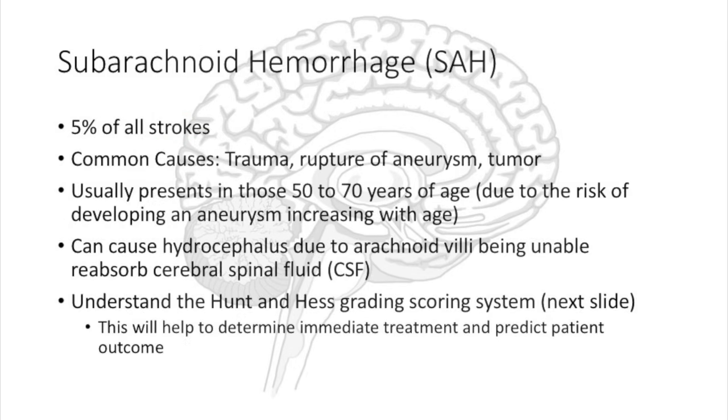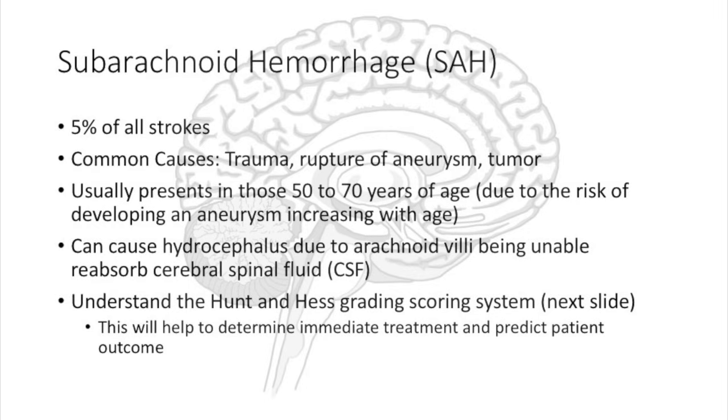Subarachnoid hemorrhage, this is 5% of all strokes. Common causes are trauma, rupture of an aneurysm, or tumor. Usually presents in 50 to 70 years of age due to the risk of developing an aneurysm with increased age. This can cause hydrocephalus due to arachnoid villi being unable to reabsorb the cerebrospinal fluid.